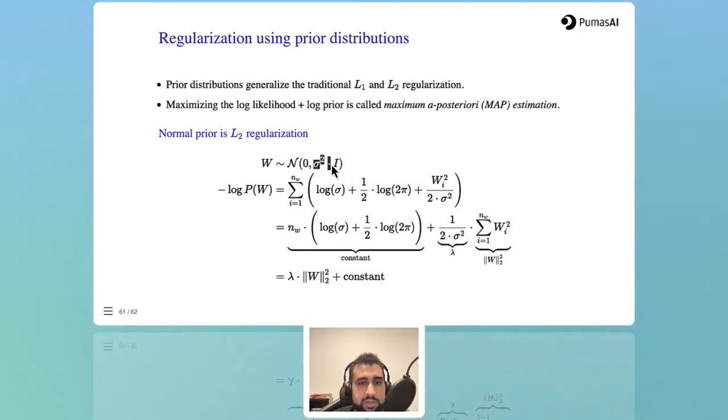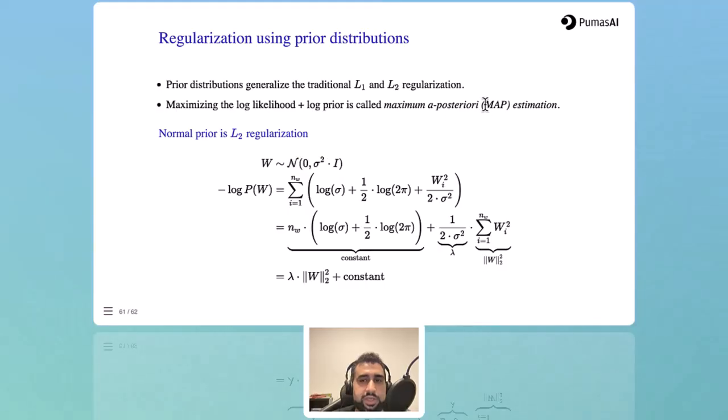actually sigma square, right? Now, for convenience, you can use DeepPumas and define lambda directly, and you can say, I want L2 regularization, and then you give it a value of lambda. But under the hood, the way this is actually done is it converts lambda to sigma square, defines the normal distribution prior, and just uses that prior, essentially, when fitting.